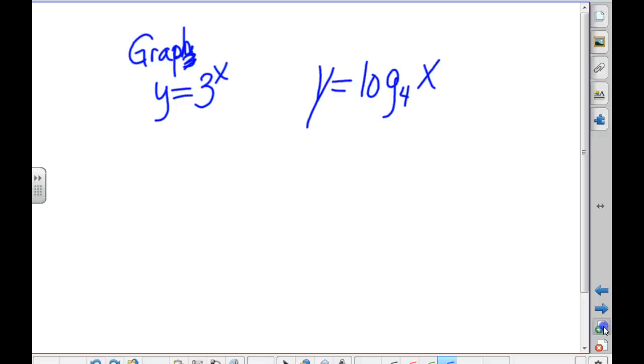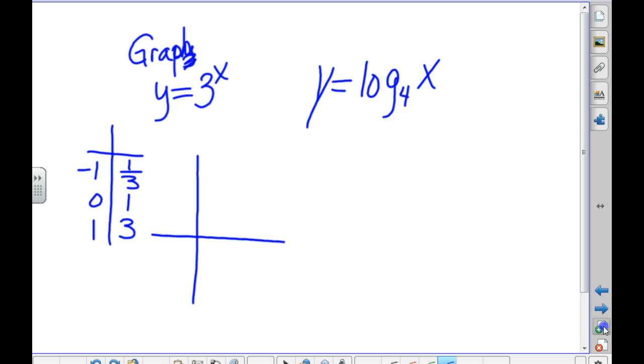You do not have a calculator. So what you need to do is put in 3 numbers. I would pick -1, 0, and 1. What's 3 to the -1 power? 3 to the 0 and 3 to the 1. That should be enough points. -1 up a third, over 0 up 1, over 1 up 3.